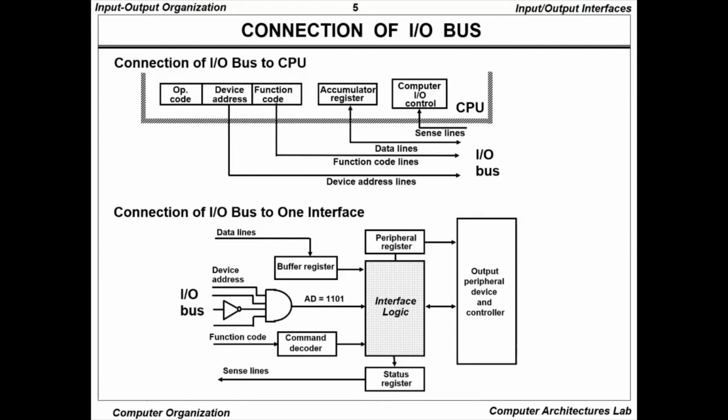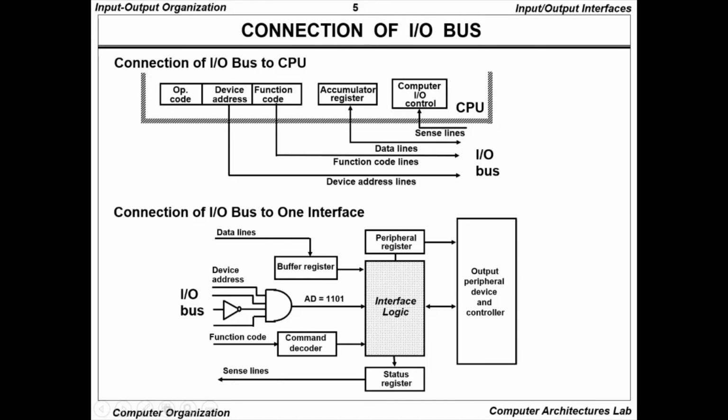So this total architecture and design is widely used for transmitting the information between the input output bus and the connection of the IO bus. Okay, the connection of the IO bus to one interface has the buffer register, interface logic, and status register. Okay, for the input output bus we have another part of the connection. We have the interface logic. In the interface logic, we have the output peripheral device and controller. So you can see the output peripheral device and controller. That is a main part. So everything is a chip. So this chip has the interface logic.